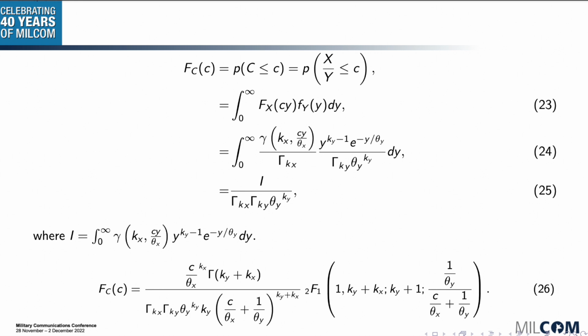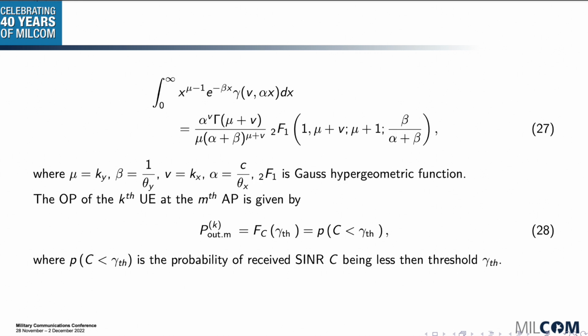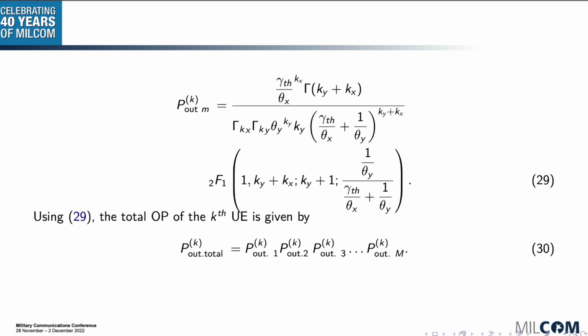So, by using 27, we derived 26, and the outage probability of the kth UE at the mth access point is given by P_out m at k equal to F_c of gamma_th, where gamma_th is the considered threshold, which is the probability of c less than the threshold. The final expression is denoted by 29.